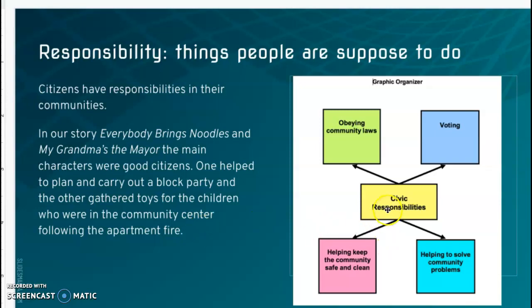So now we have what's called civic responsibility. Civic responsibilities are things that you are supposed to do to help your community. Such as obeying community laws, voting. I said that one again because that is very, very important. Helping keep the community safe and clean. Helping to solve community problems.